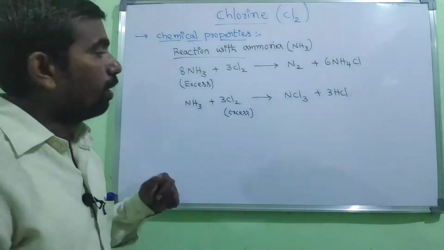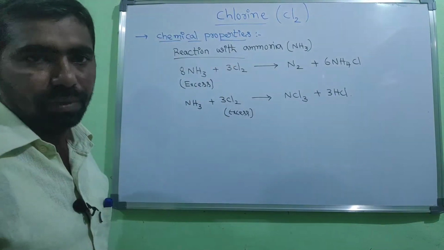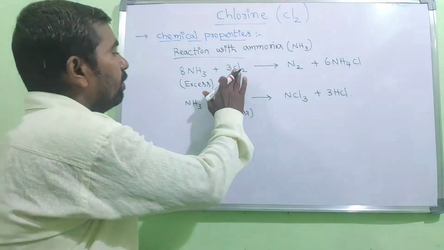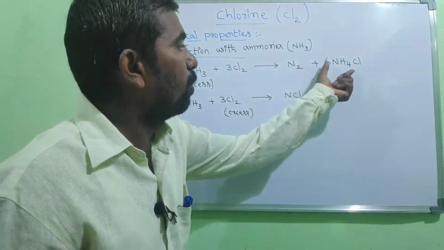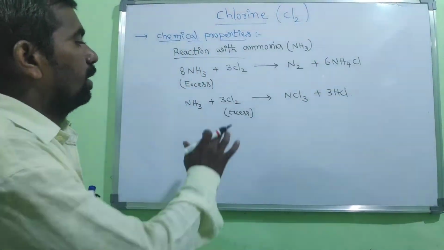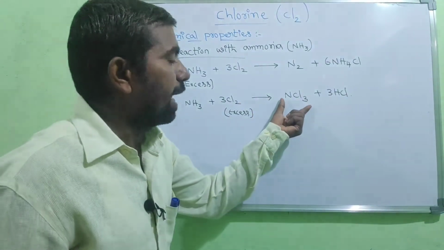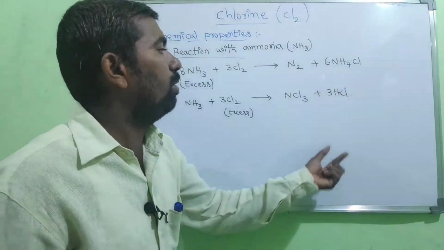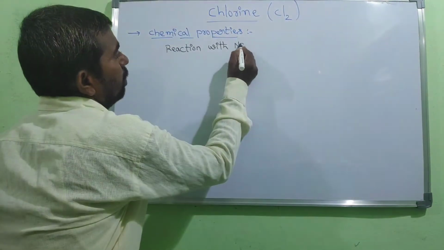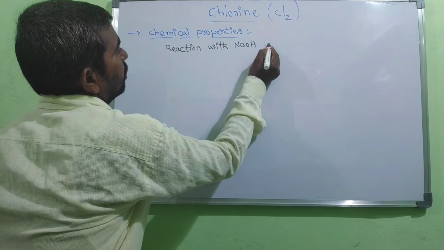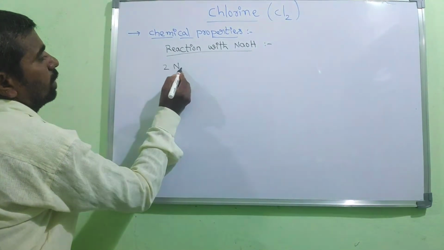That is about the reaction between chlorine and ammonia. Again I am repeating, chlorine with excess ammonia forms dinitrogen and ammonium chloride, and next ammonia with excess chlorine forms nitrogen trichloride, an explosive compound, and HCl. Next, reaction with sodium hydroxide. So I am writing the chemical equations straight away.